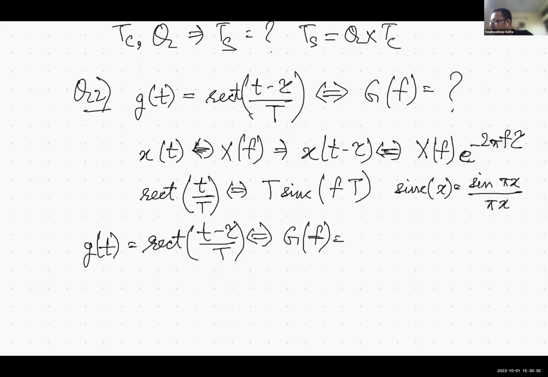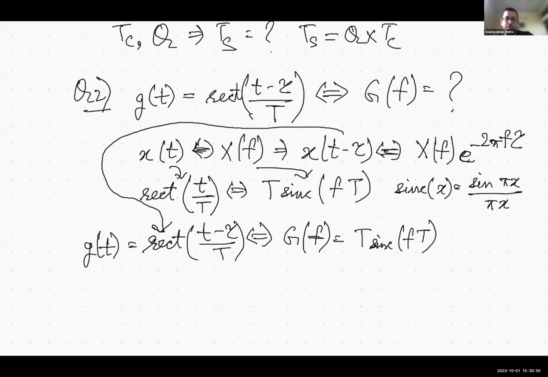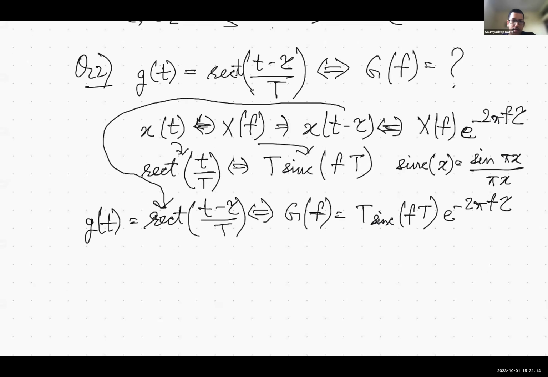Now I have x of t minus tau, and using the formula, this will be capital X of f. So this will be T sinc function of fT, and then e to the power minus 2 pi f tau. That is the answer of the Fourier transform. I hope this is clear.